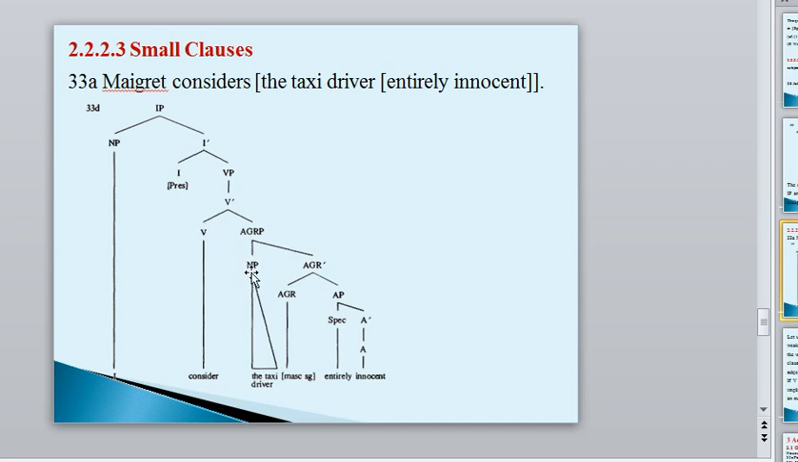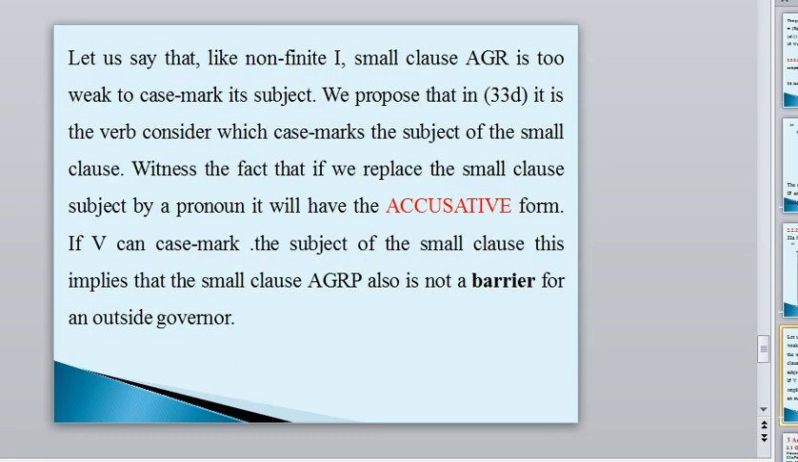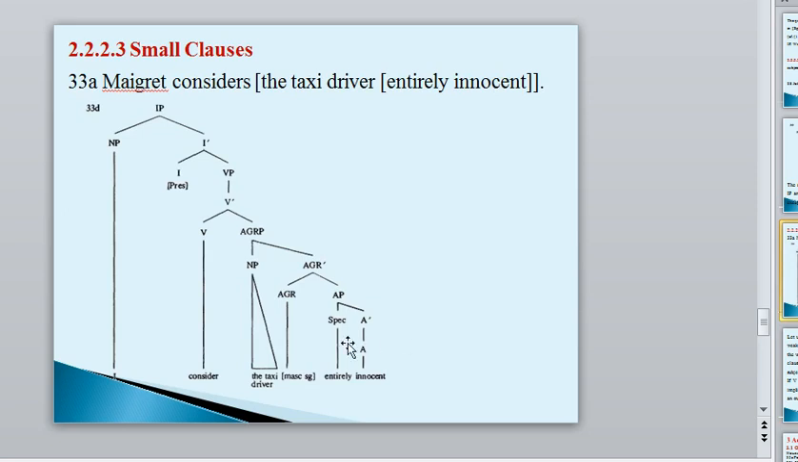This is because if we want to use a pronoun instead of this NP, we should use an accusative pronoun. For example, we can say that Margaret considers him entirely innocent. You see here, if we want to use a pronoun, we should use the accusative pronoun him, because the verb before this NP can assign accusative case to the NP.